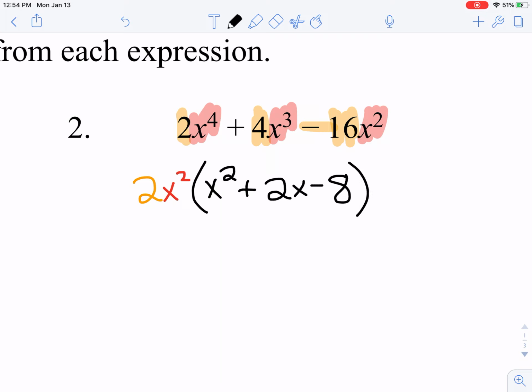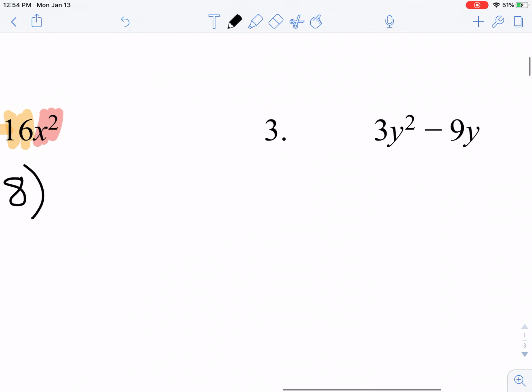So we're just going to leave it as that 8. So I have 2x squared times x squared plus 2x minus 8. All right, now let's look at number 3.